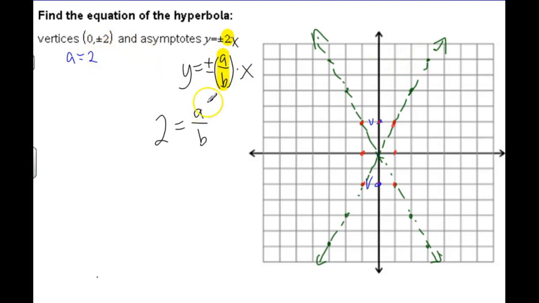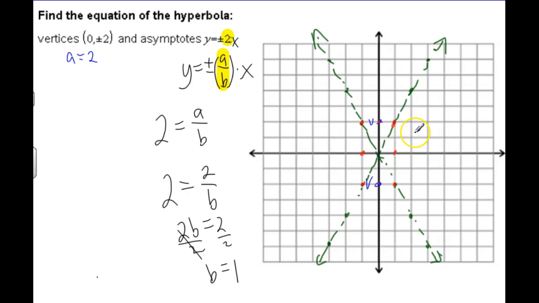Now, a is 2, so let's plug that in. So I get 2 equals 2 divided by b. I hope you know what b is, but if you don't, you could cross multiply this and solve it. You get 2b equals 2, so b equals 1. But once you get b equal to 1, we're about there, right? We can just write the equation. Look back at your formula.